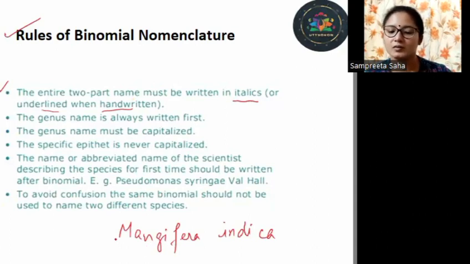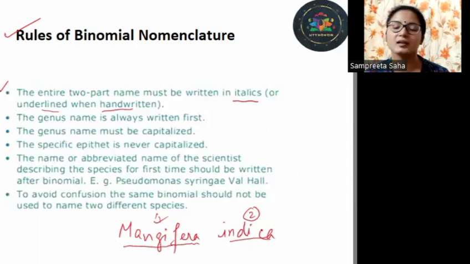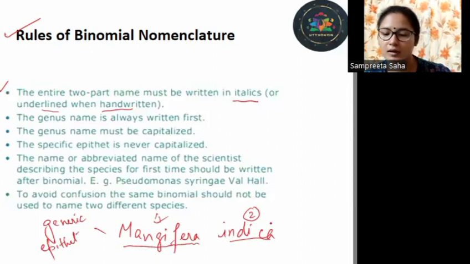So there are two parts of the name. The first part is Mangifera, and the second part is indica. So a scientific name must have two parts, and if it is handwritten, it should be underlined, and it should be underlined separately. The genus and species should be underlined separately. This first part is called the generic epithet, and the second part is called the species epithet.